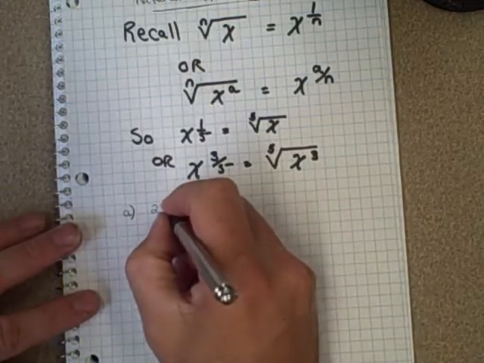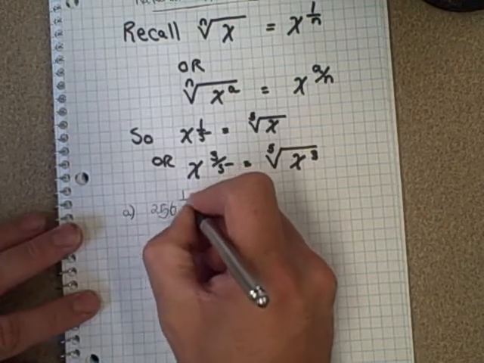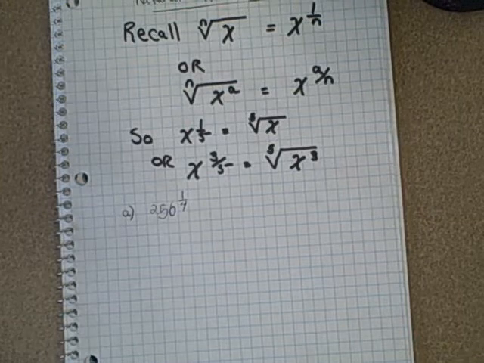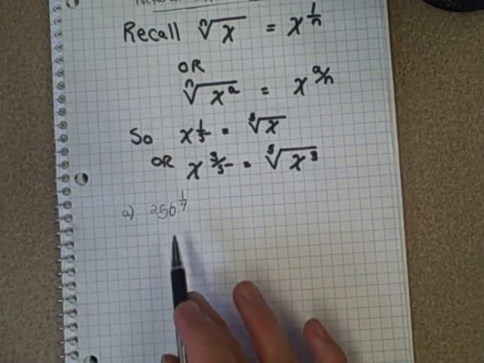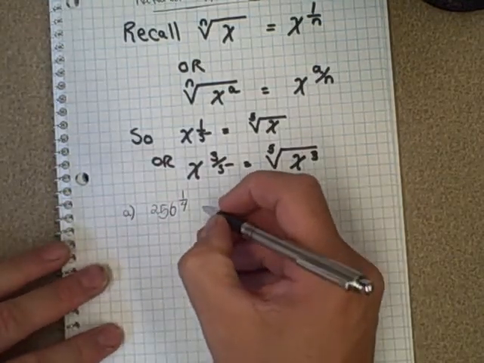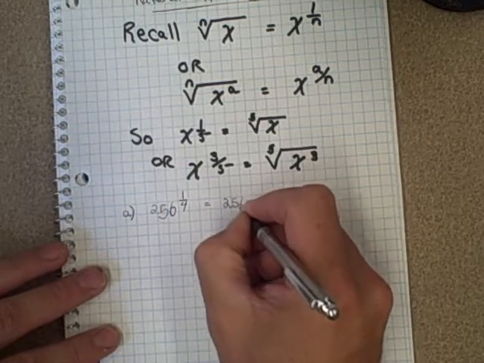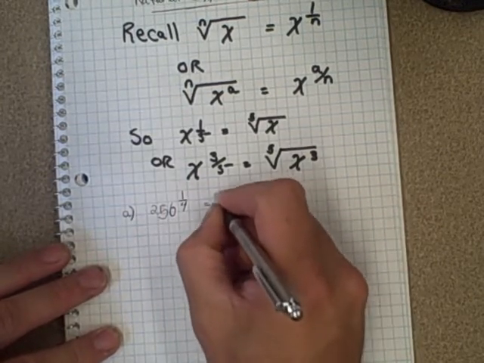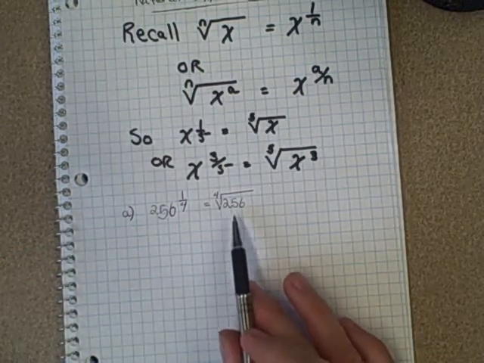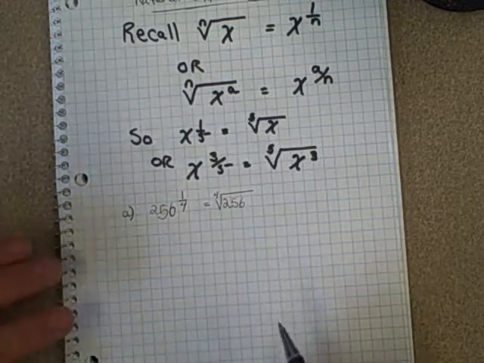Try this one. 256 to the power of 1/4. So that means the fourth root of 256. If we want to write it in another way, we can say that this would be the same as saying the fourth root of 256. And how do you reduce down from 256? Well, one way to do that is to use the prime factoring method.